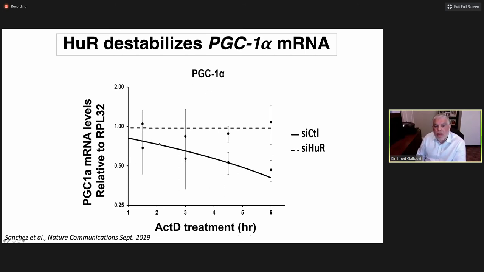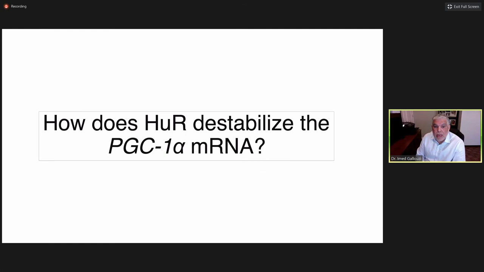If you follow the solid line, in wild type cells the half-life of PGC1 alpha is around 5 hours. However, in the absence of HuR, 6 hours later we still have 100% of PGC1 alpha mRNA left. So this indicates to us that HuR, in the normal condition, probably destabilizes PGC1 alpha mRNA.